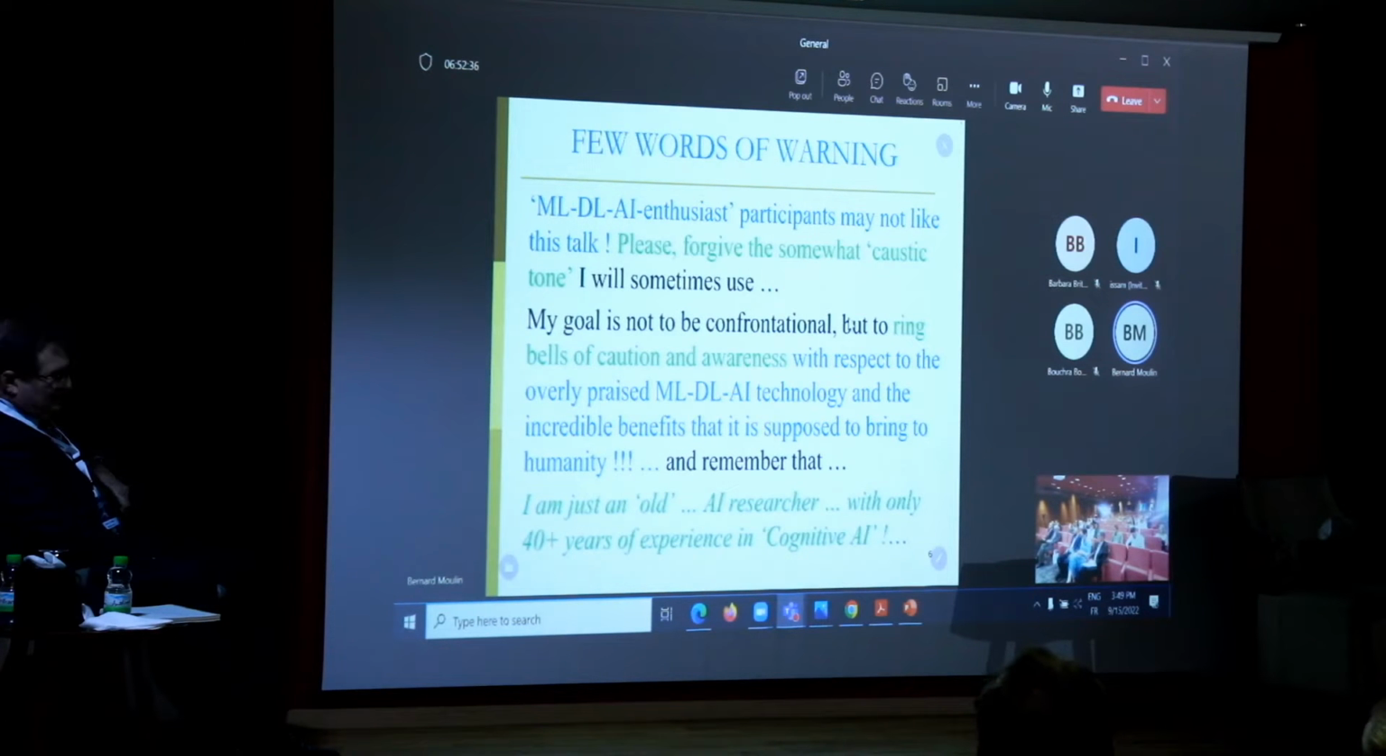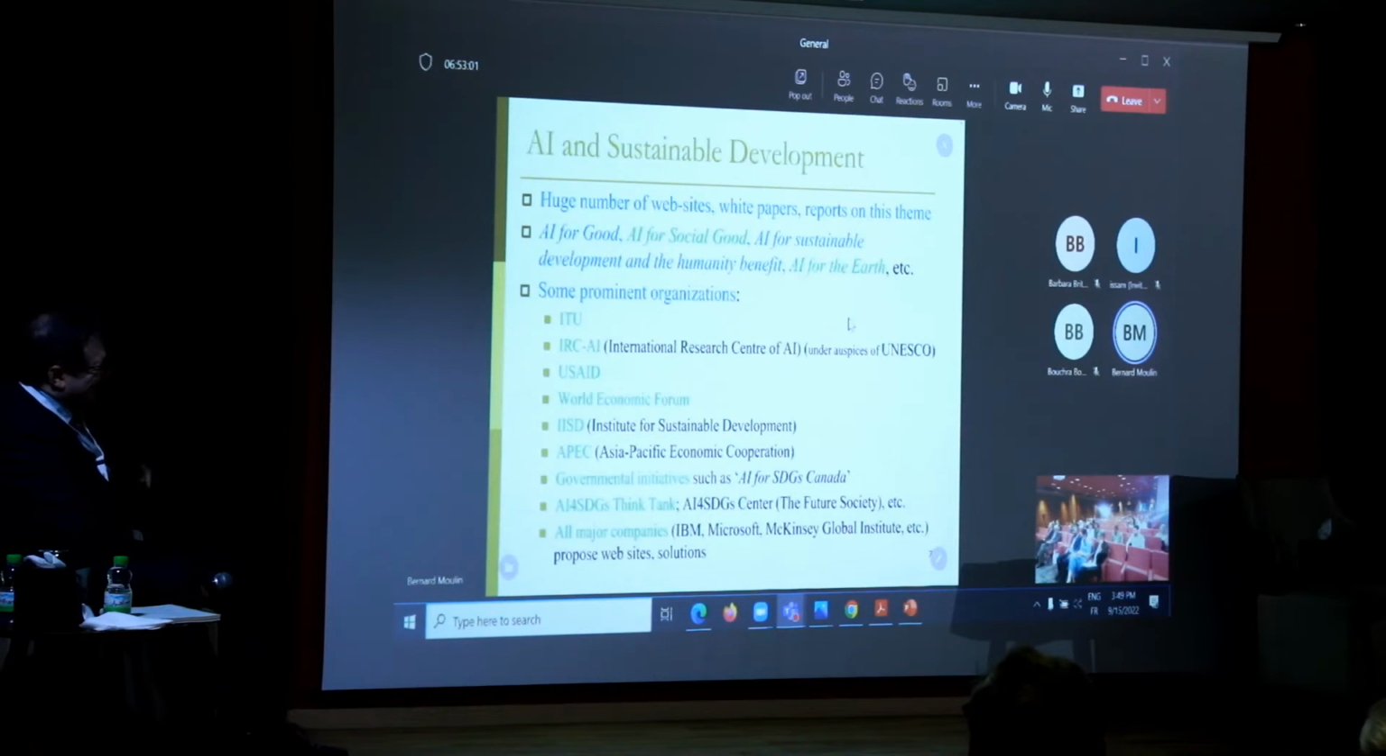So a few words of warning. I will give you another view of the AI. My goal is not to be confrontational, but to ring some bells of caution and awareness to this audience with respect to the overly praised ML, DL, and AI technology and the incredible benefit that it is supposed to bring to humanity. Remember, I'm just an old AI researcher with only 40 plus years of experience in cognitive AI.